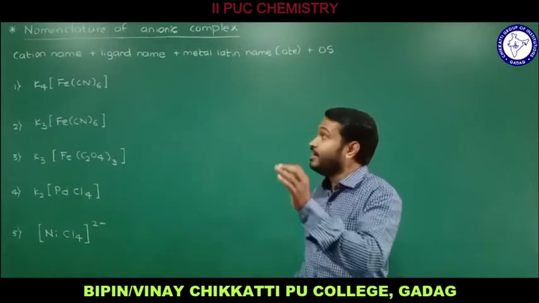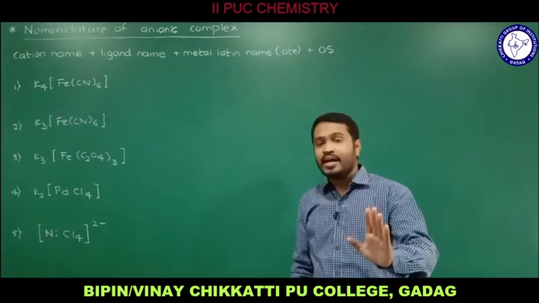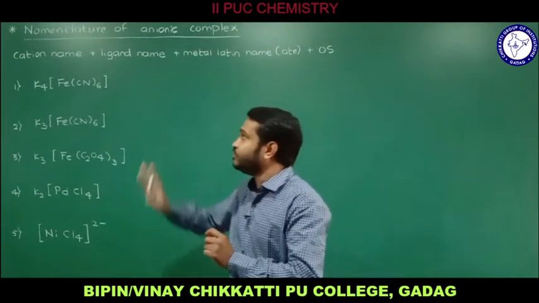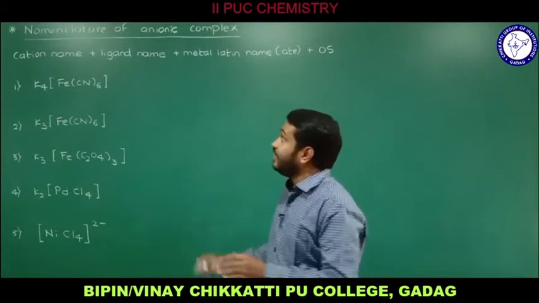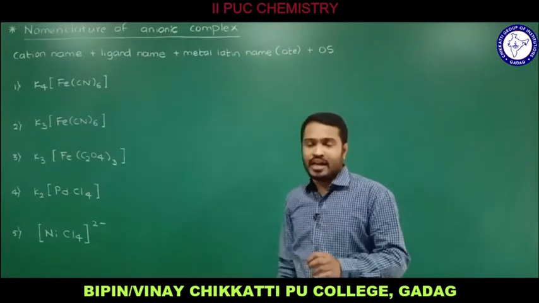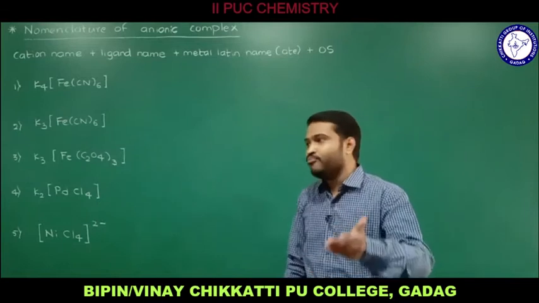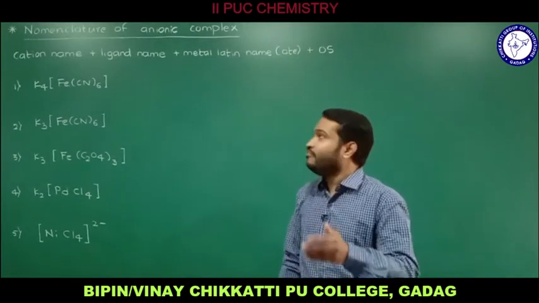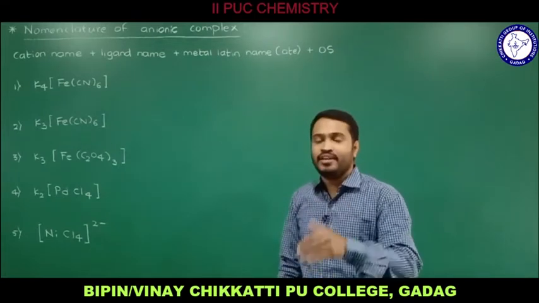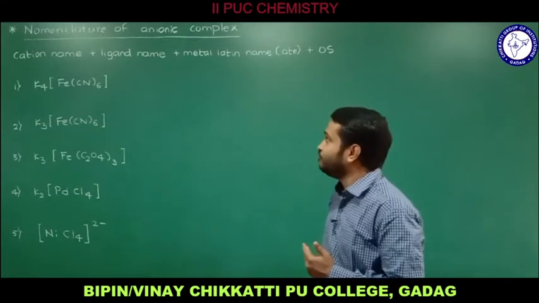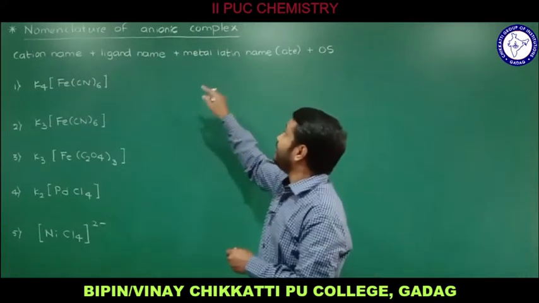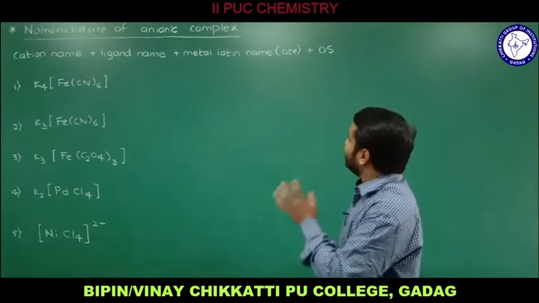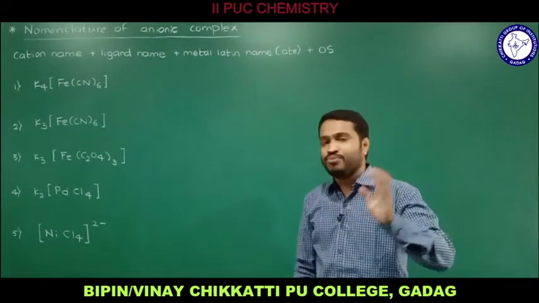First we need to write the cation name, as it is. In case of cations, however we used to name them, as it is we are supposed to write the cation name. And next we need to write the ligand name. Again the same rules have to be considered. If you have two different ligands, follow alphabetical order, and if you have the same ligand more than once, then you are supposed to add prefixes. The same rule has to be followed. Next we need to write the metal Latin name, and I will tell you what that is, and later we are supposed to write the oxidation number of the central metal atom.